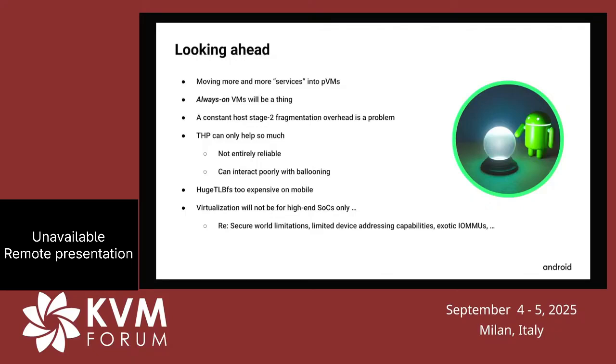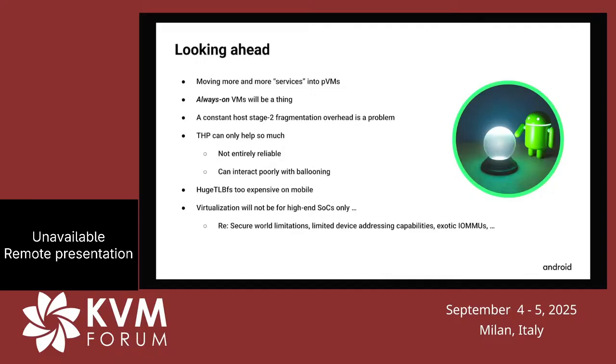And when you're on a system where stage 2 fragmentation is really expensive, having a constant, steady-state overhead associated with that is kind of not okay. We need to find a better approach to that. THP is nice. It's proven to be extremely useful. It's also pretty unreliable, in the sense that, especially on mobile phones, which are memory constrained devices, there's no guarantee whatsoever that we will find huge pages to back a guest whenever it starts.